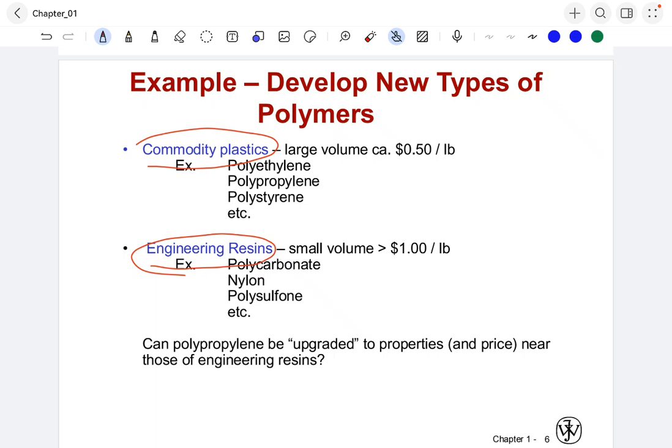Now moving to the next one, the engineering resins, which come in smaller quantity and cost between or less than $1 per lb. Some examples are polycarbonate, nylon, and polysulfone.